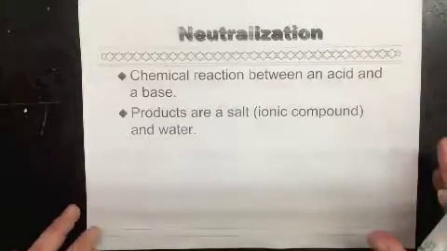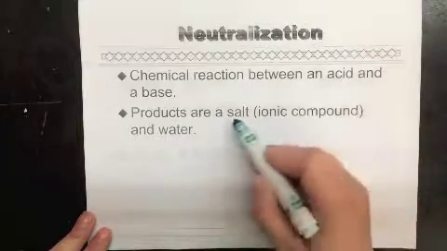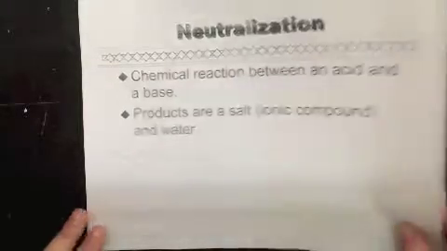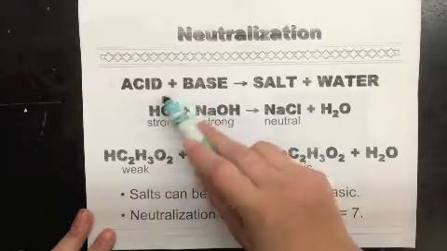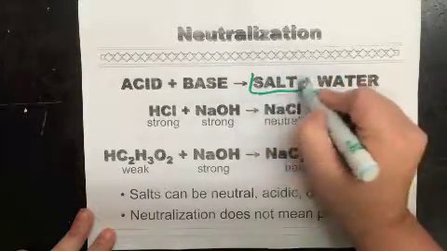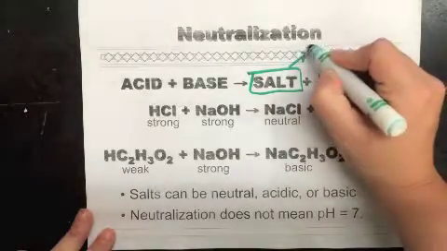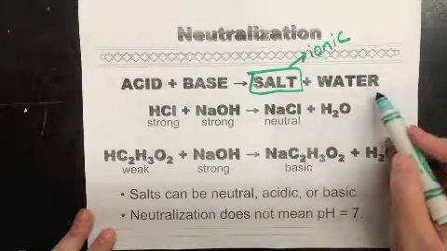When you have an acid and a base reacting together, this is called a neutralization reaction, and you're always going to get a salt and water. So this is shown here. If you have an acid and a base reacting, these are your reactants, it will always produce some sort of salt and water. Now by the word salt, this means ionic. So you're going to form some sort of ionic compound in H2O.